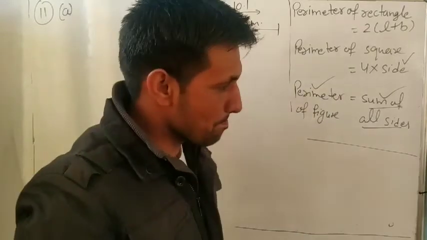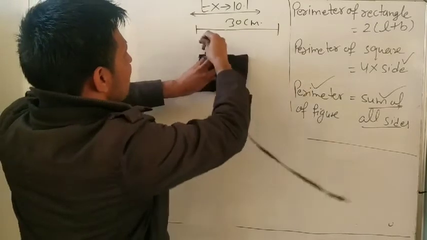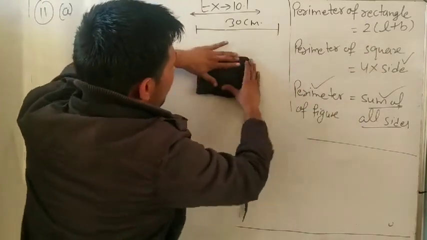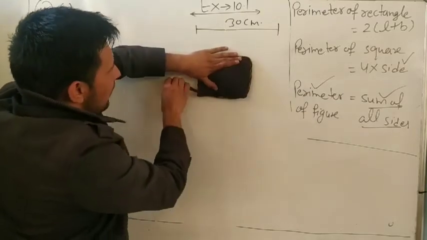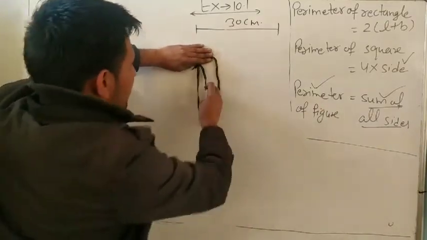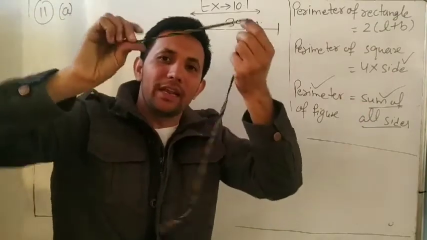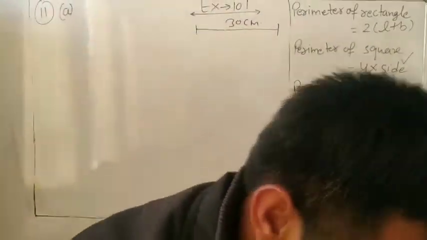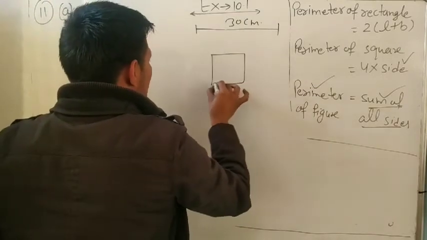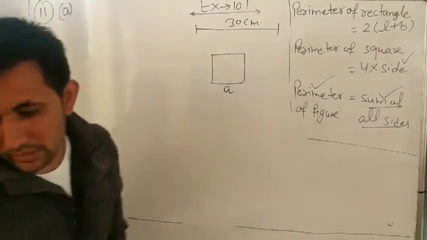Yes, a string is given, and from this string can we make a square? Yes, like this one. We will fold it along like this. Yes, we can use this string. We will fold it and we can make a square. So we will write, suppose using this string we are making a square, and when we fold it, the side is A.